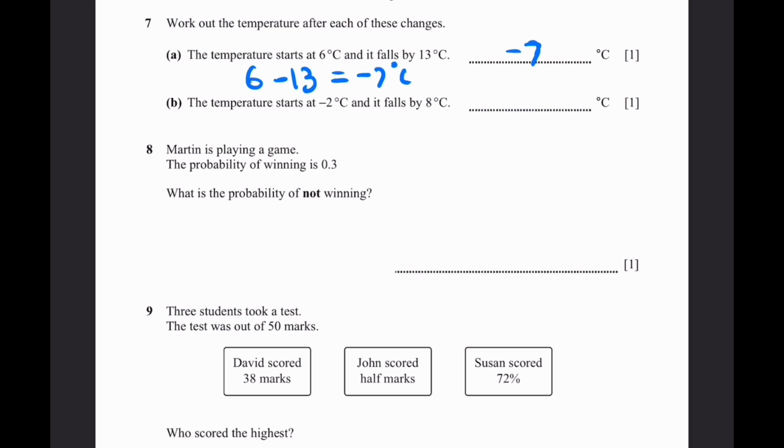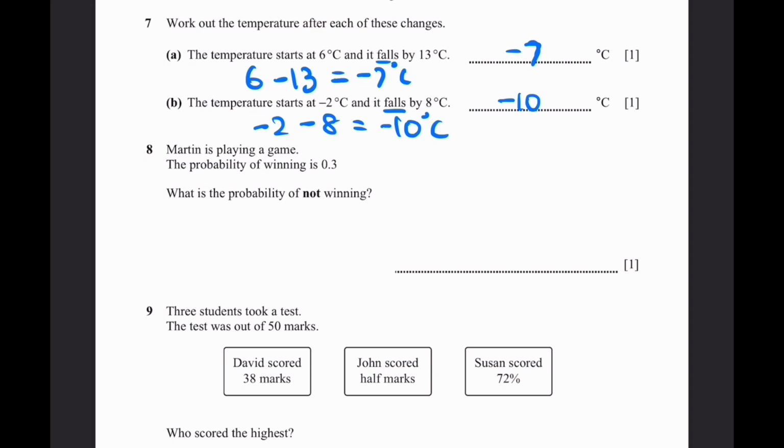Temperature starts at negative 2 degrees Celsius and falls by 8 degrees Celsius. This will be minus 2 minus 8, which is equal to minus 10 degrees Celsius. Take note of the word falls. And falls means decreases, and that's why I put this minus sign over here. Let's move on to the next one.